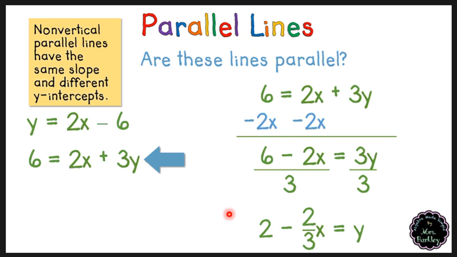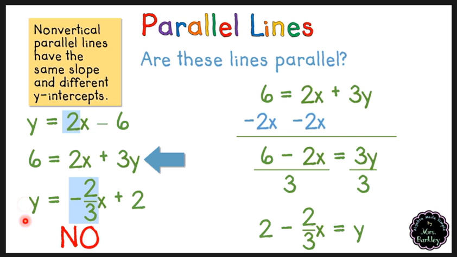So one other thing that we can do to make this in slope-intercept form is to have y equals mx plus b. So we can also rewrite this as y equals, and take our x term, so our negative 2/3 x, and write that first, and then our y-intercept of positive 2, which is right here. So we can see from our first equation that our slope was 2. And in our second equation that we converted to slope-intercept form, we can see that our slope is negative 2/3. So our slopes are not the same, so these are not parallel lines.